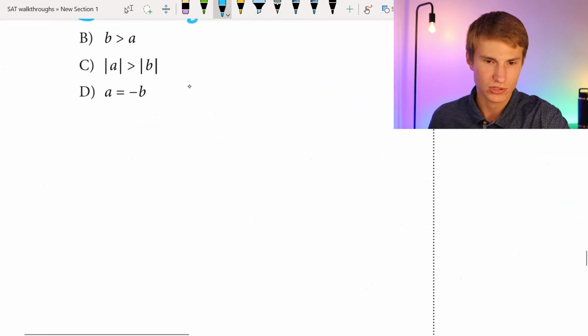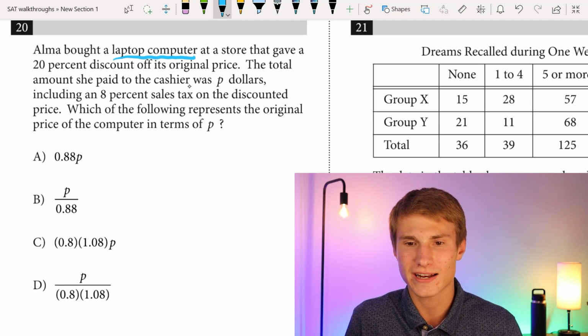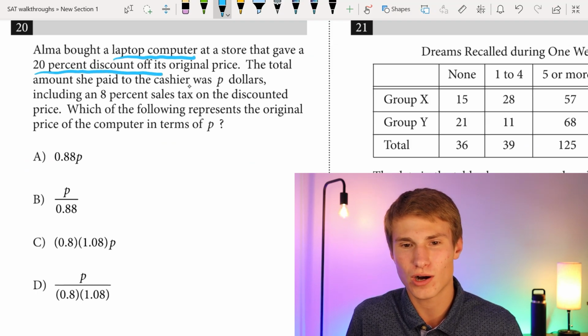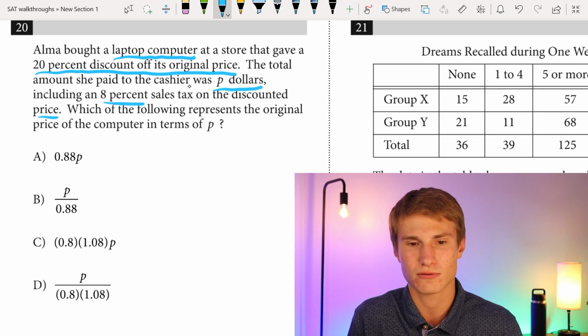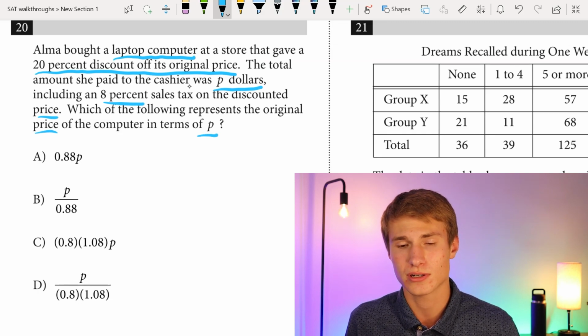All right, moving on to number 20. Alma bought a laptop computer at a store that gave a 20% discount off its original price. The total amount she paid to the cashier was P dollars, including an 8% sales tax on the discounted price. Which of the following represents the original price of the computer in terms of P?